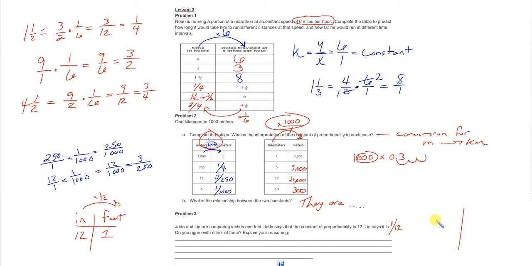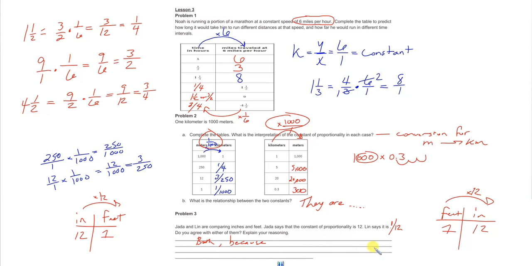But if I set my table up the other way around and flip it and put feet on the left and inches on the right, and I write down 1 over here, what do I expect to do to get my constant over to 12 inches? And that's multiplied by 12. So here in this particular case, we can agree with both of them, because the constant really depends on the order in which you put the conversion, feet and inches, as you see here in the table.